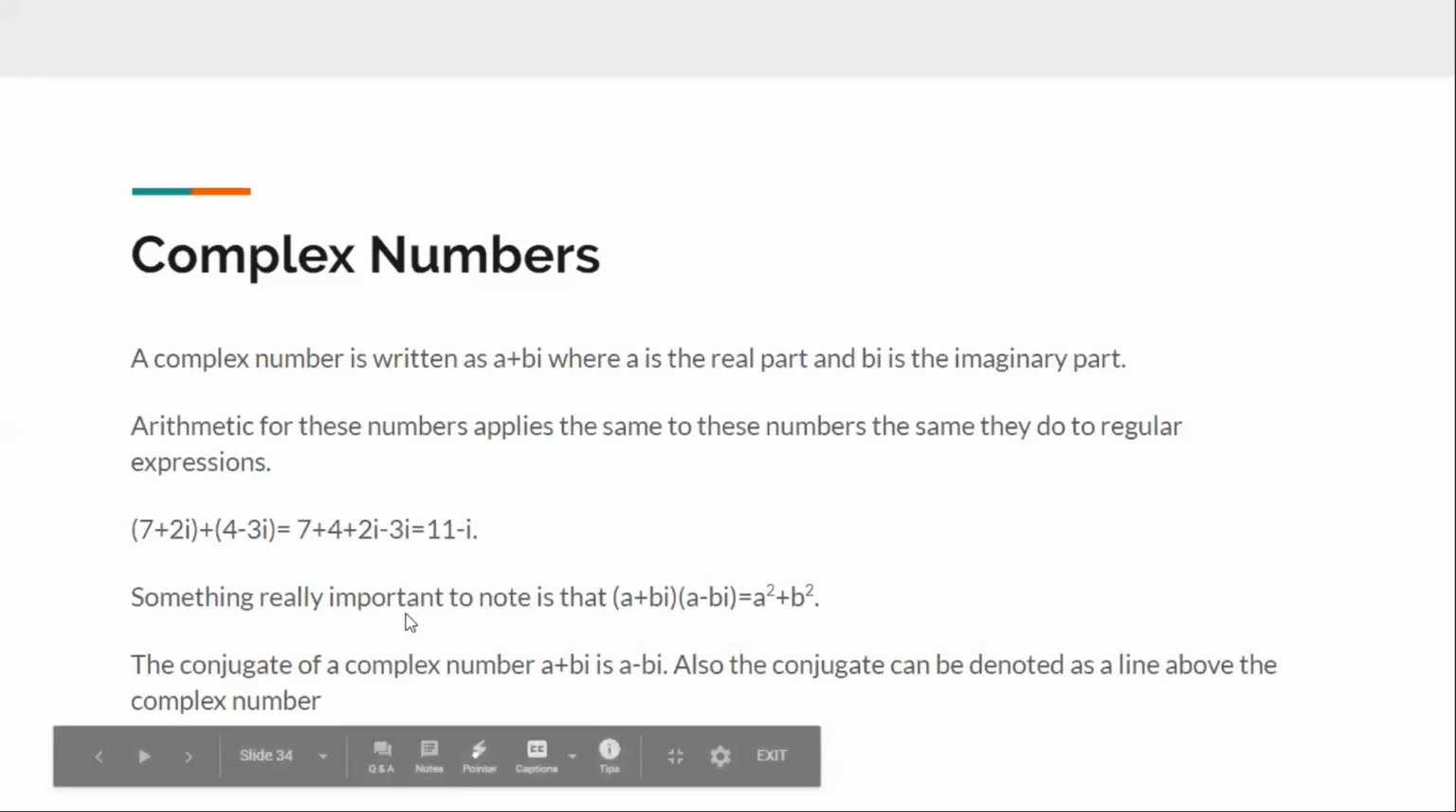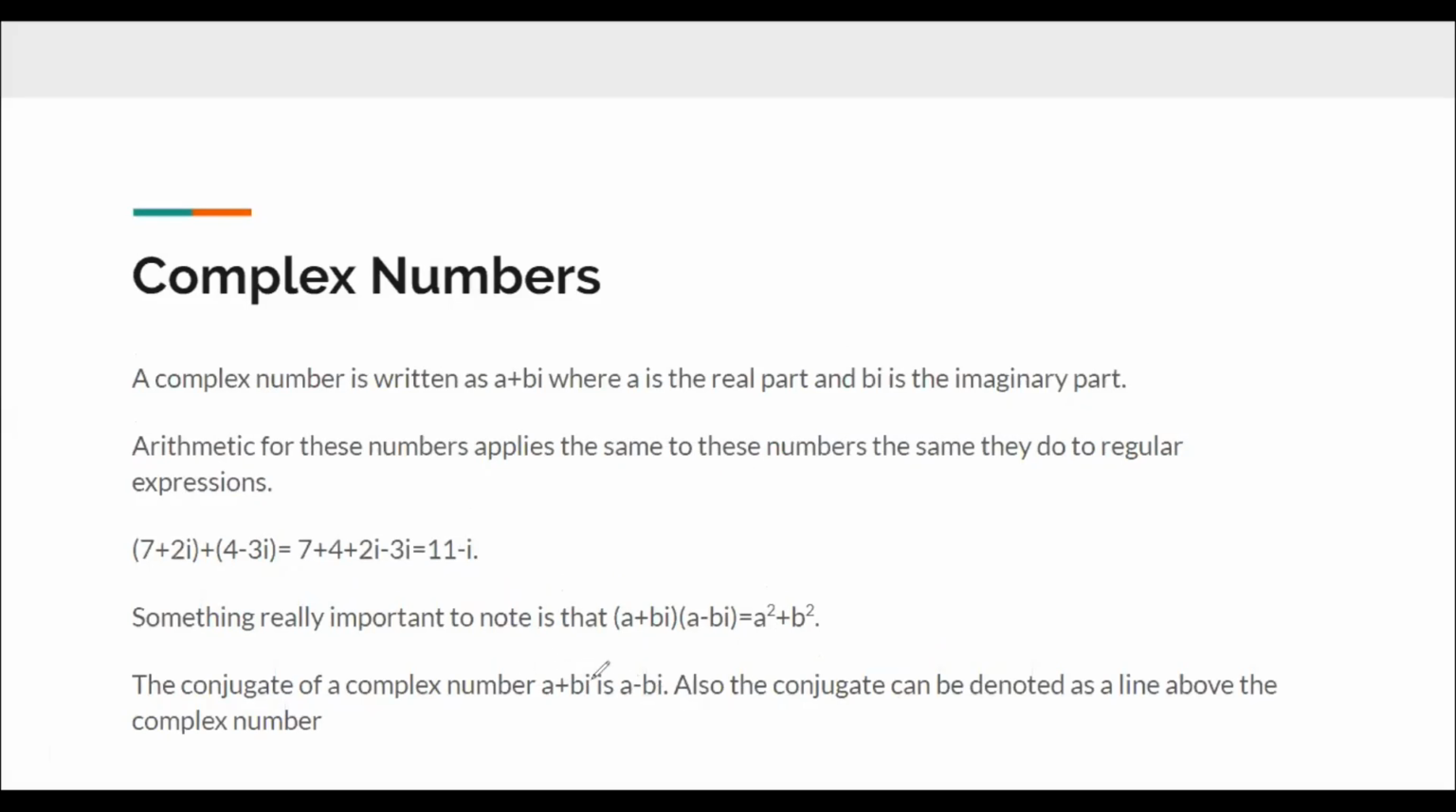Something really important to note is that a plus bi times a minus bi is actually a real number. It's a squared plus b squared. The conjugate of a complex number a plus bi is a minus bi. Also, the conjugate can be denoted as a line above the complex number. So if you're asked to find the conjugate of a plus bi and there's a line over it, then it's just a minus bi. That's all it is.